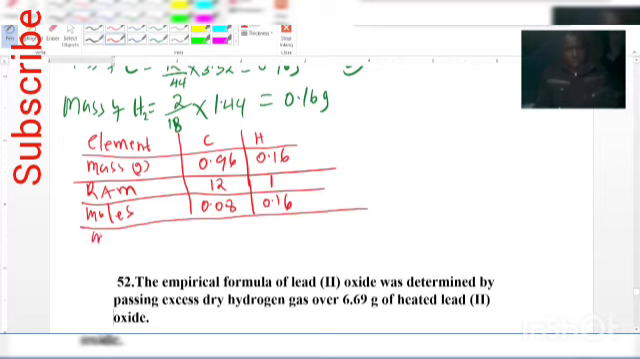Next is the mole ratio. For the mole ratio you divide by the number of moles that is least. So the least number of moles here is this one. 0.08 divided by 0.08 is 1, and this one is 2, meaning that the empirical formula is going to be CH2. That is the empirical formula.